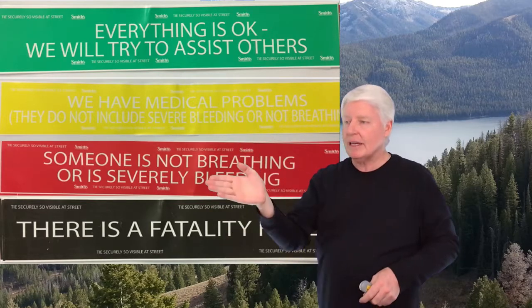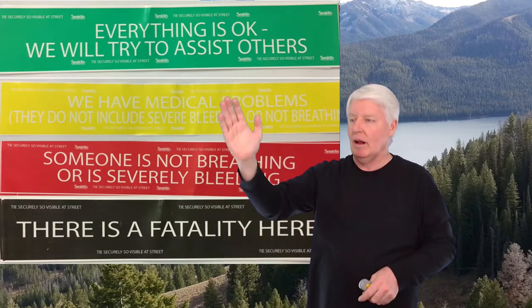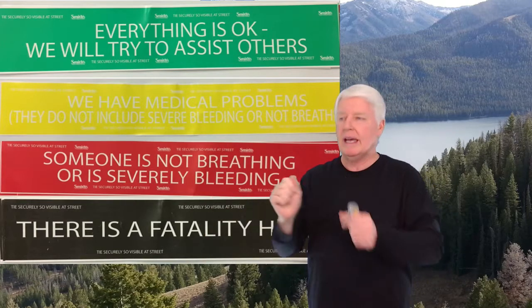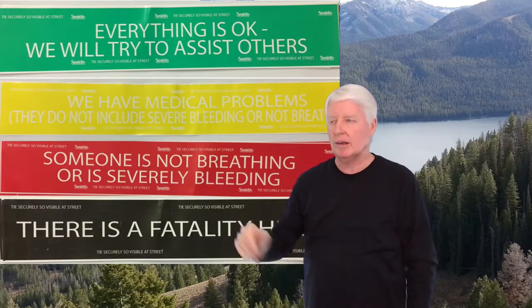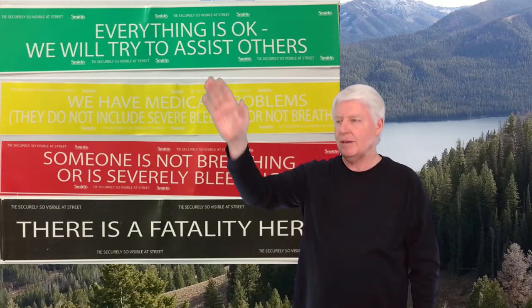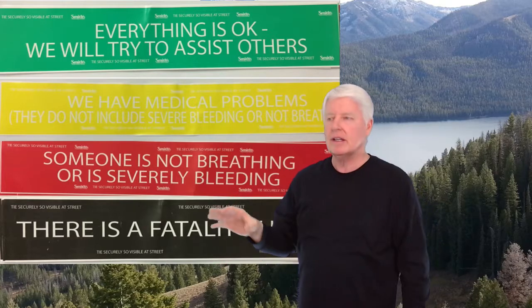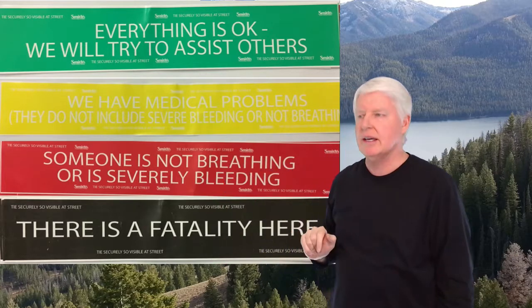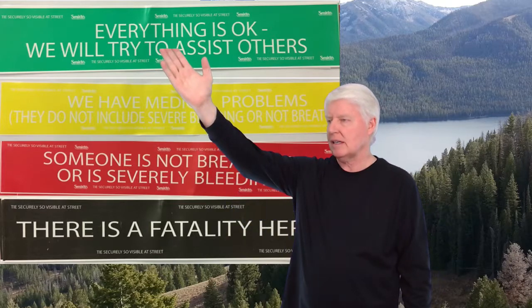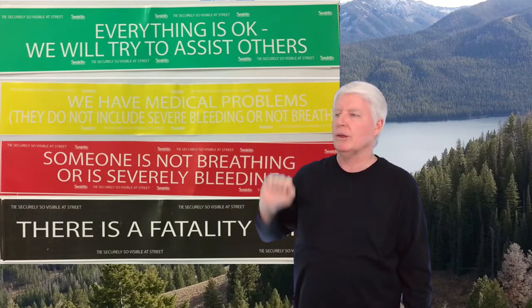Now let's say you don't have any stickers. Maybe you have some green cloth, yellow cloth, red cloth, black cloth. Do whatever you can with these colors and put it on the mailbox. I'd prefer it be a little easier and less confusing if you just had these stickers. The goal is everyone will have these stickers in your neighborhood. They'd hang this on the mailbox if it's visible. Green means everything is okay. We will try to assist others.